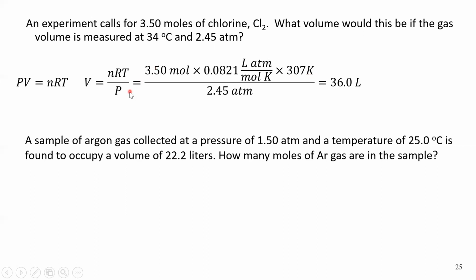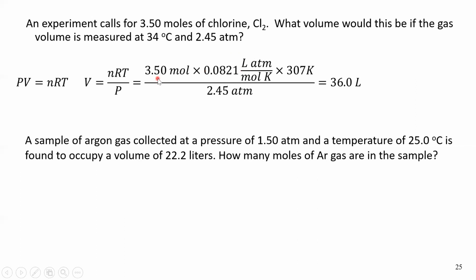And we're going to divide that by the pressure exerted by the gas, which is 2.45 ATM. And if we look at the units, we've got moles here and moles here. Those are going to cancel out. We've got Kelvin here and Kelvin here. Those units are going to cancel out. We have ATM here and ATM here. Those would cancel out. That's why we had to use this particular R value. And the unit that does not cancel out is liters, and that's what we're looking for. We want to find the volume of this chlorine gas.